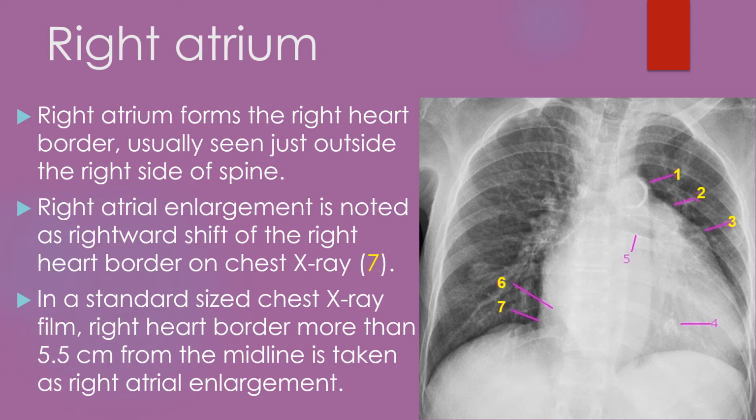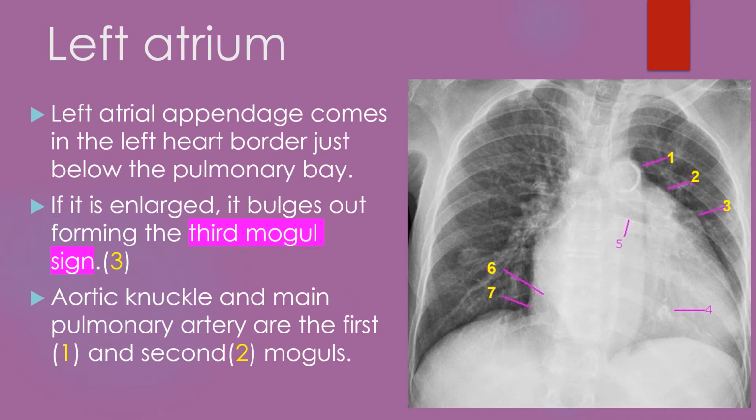Left atrial appendage comes in the left heart border just below the pulmonary bay. If it is enlarged, it bulges out, forming the third mogul. Aortic knuckle and main pulmonary artery are the first and second moguls.